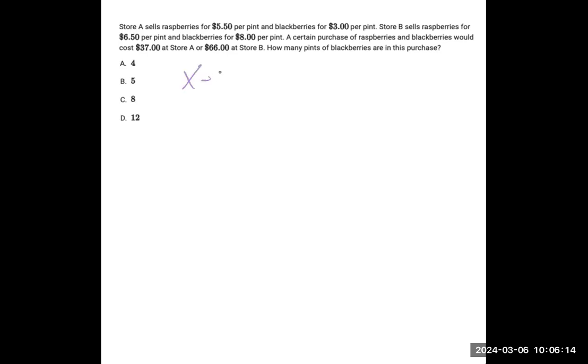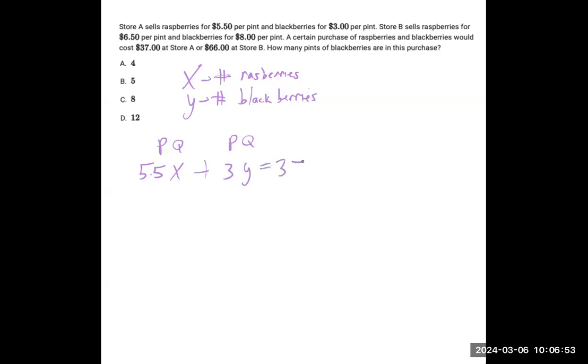So let's say X is the number of raspberries, and Y is the number of blackberries. If that's the case, we can start with price times quantity statements. We can say we have X raspberries and they cost $5.50 per pint. So the price is $5.50, the quantity is X. And for the blackberries, the price is 3 and the quantity is Y. And for store A, they tell us that that total would come out to 37.